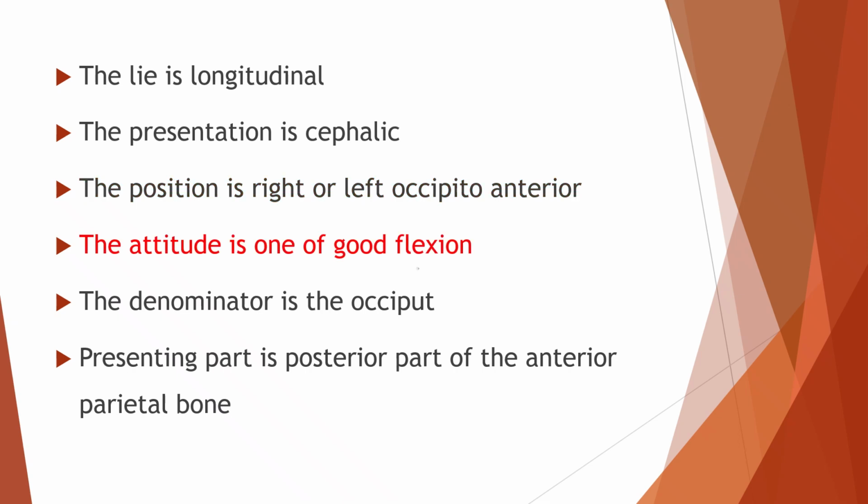The attitude of the baby is one of good flexion, where the baby's head is bent forward so that the chin is close to the chest. In this situation, the denominator is the occiput, which is the back part of the baby's head. The presenting part that first enters the pelvis is usually the posterior part of the anterior parietal bone. These features help the baby pass more easily through the birth canal during labor.